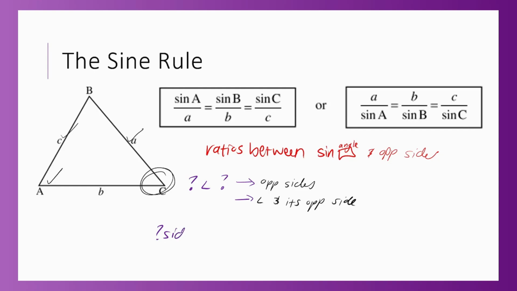If you're looking for a side, then you also need a pair of an angle and its opposite side. But instead of needing the opposite side, if you were looking for a side, you need its opposite angle. Yeah, and that's all you need.